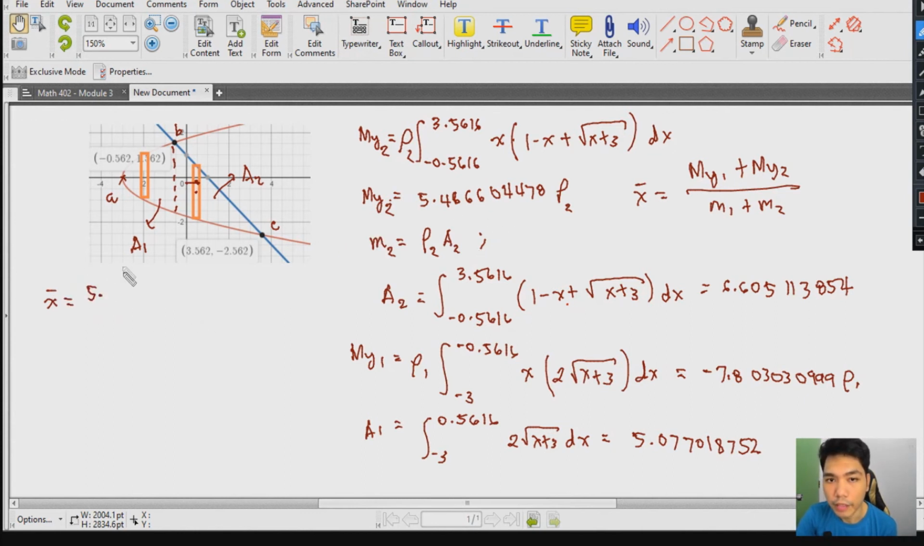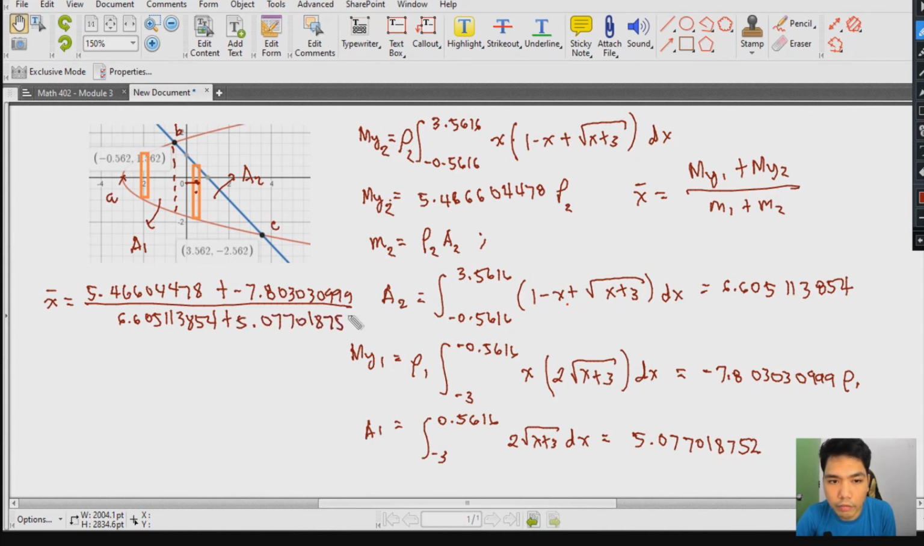So therefore, the x bar is 5.466044478 plus negative 7.803030999. You divide this by the total mass, so we have 6.605113854 and then 5.077018752. So therefore, x bar is equal to, so this gives you negative 1/5 as well. So this could be your final answer.